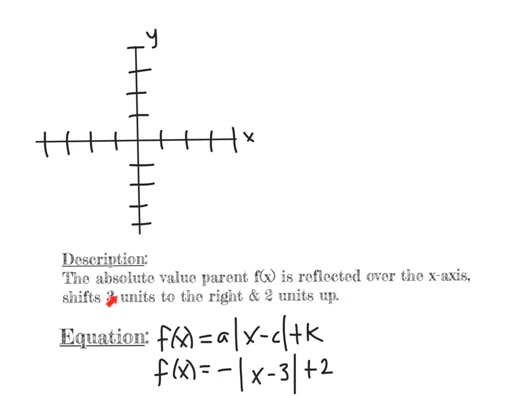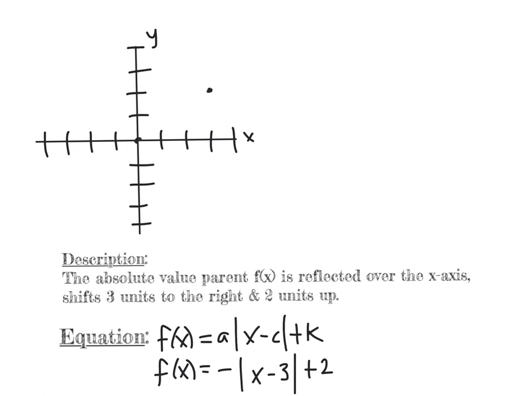Remember, if it's moving 3 to the right and 2 units up, let's start with that point. Our original point starts here at the origin, right? So let's move this 3 to the right. 1, 2, 3, and then 2 up. 1, 2. So that's going to be my origin now. That's where we start. And now the V is going to start at that point. Now, since this function was reflected over the x-axis, this means that the V is going to go downward.